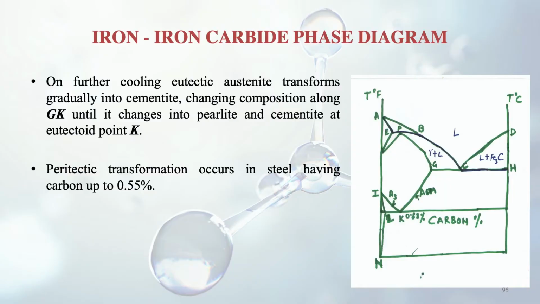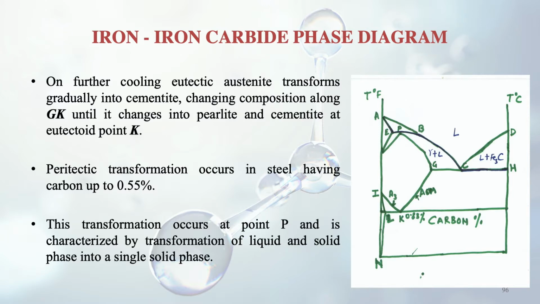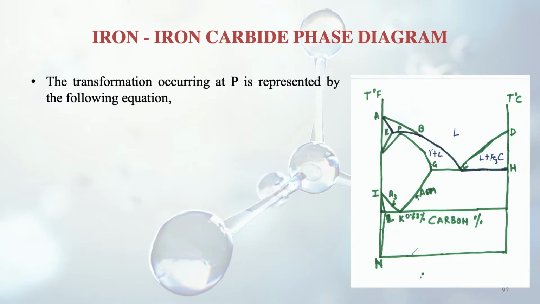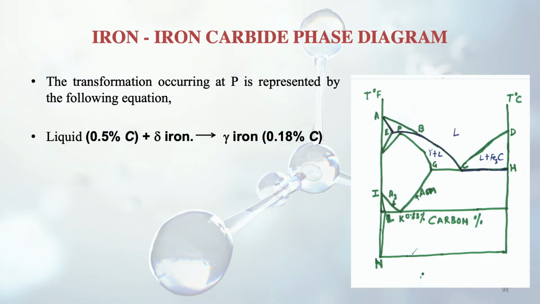So there is one more transformation, like we discussed the eutectic and the eutectoid. There is the peritectic also. Peritectic transformation occurs in steel having carbon up to 0.55% only. So here the carbon quantity is quite less. This transformation occurs at point P. In the figure you have to find the point P, and it is characterized by the transformation of a liquid and a solid phase into a single solid phase. The transformation occurring at P is represented by the following equation: liquid with 0.5% carbon plus delta iron gives us gamma iron, which is austenite, and it contains 0.18% carbon.